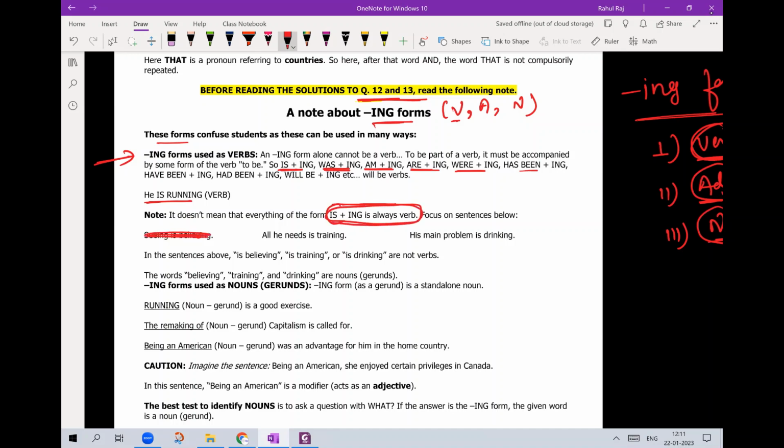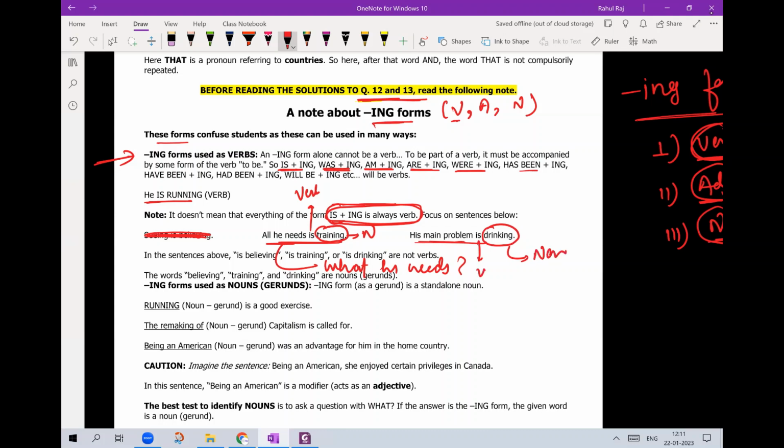Leave this, this is a stupid sentence. All he needs is training. Can I ask you a question? What does he need? And the answer is training. It means training is a noun. The verb is needs. Simple logic. His main problem is drinking. Can I ask you a question? What is his main problem? You will say drinking. So drinking is a noun.